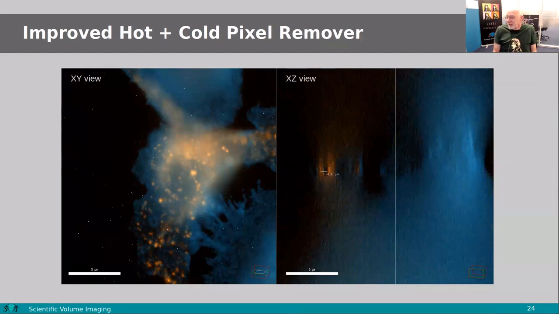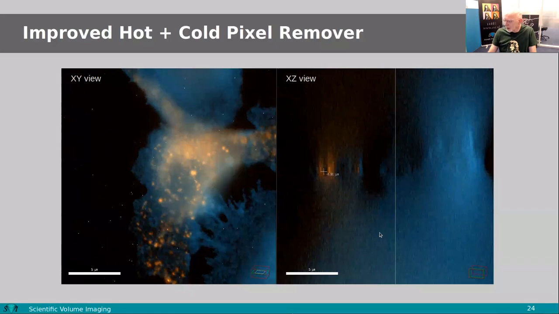Going away from the pyramid file and to our improvements in Huygens 2510, we improved the hot and cold pixel remover. Hot pixels are very common, cold pixels a bit less. Hot pixels can be really troublesome. They distort your image. You see here these white dots. These are typical high intensity values of pixels, very local.